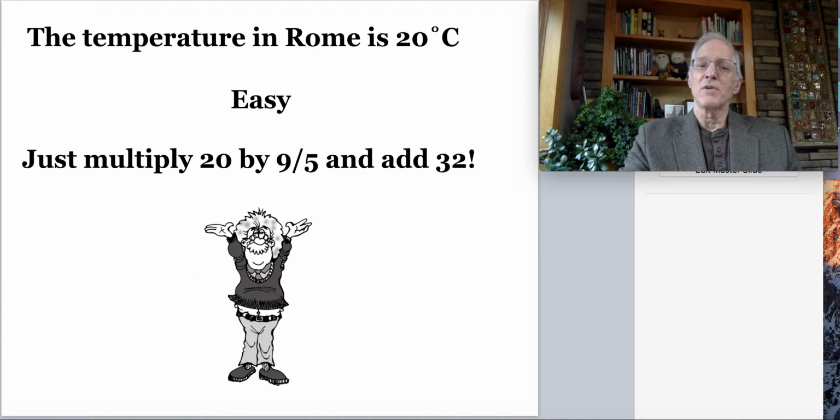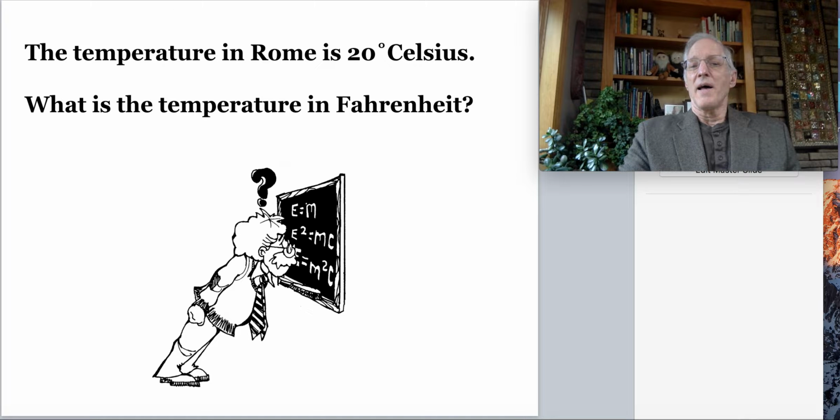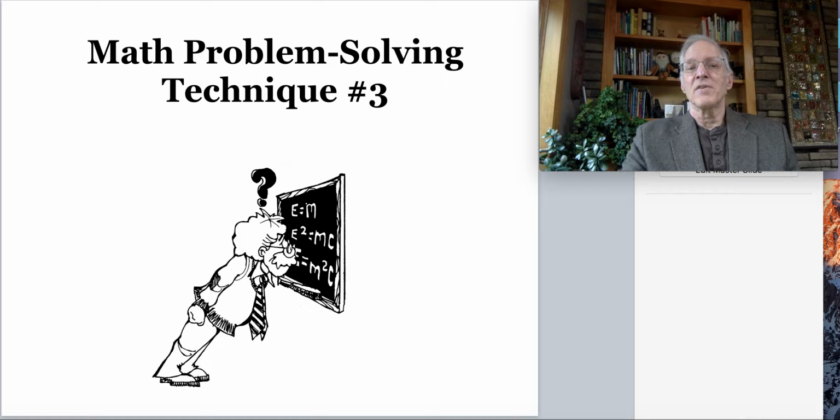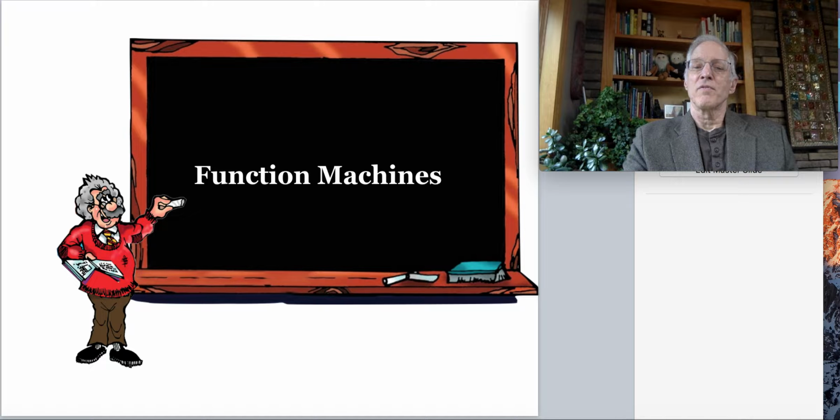So I showed him a little different way of how to change Celsius to Fahrenheit, and it is math problem solving technique number 3, which is a very powerful problem solving technique for certain types of problems. So here is what I showed him. I drew a picture of a function machine on a napkin, and let me show you what I drew.